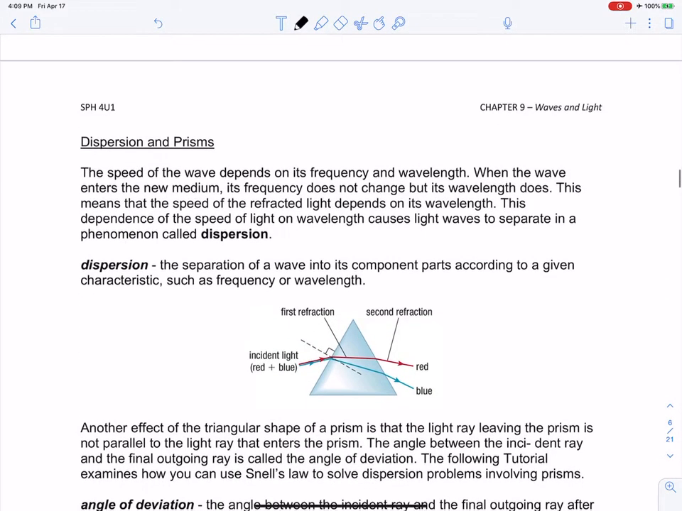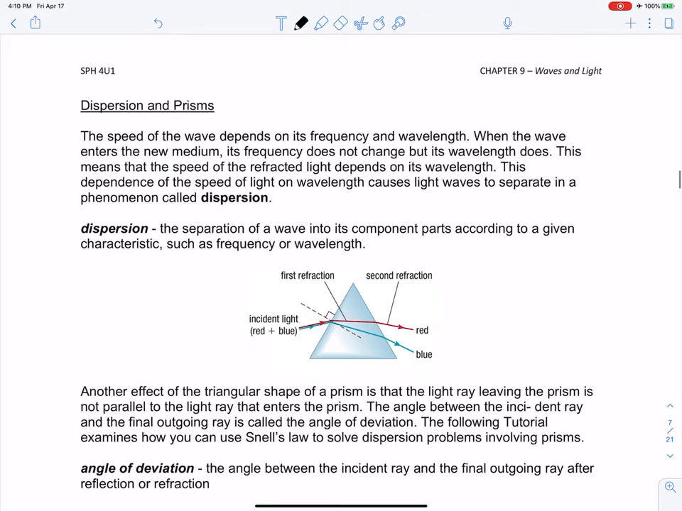Next, we'll introduce the concept of dispersion of light and prisms. The speed of the wave depends on its frequency and wavelength. When the wave enters a new medium, its frequency does not change, and we've learned this above. But what does change is its wavelength. This means that the speed of the refracted light depends on its wavelength. This dependence of the speed of light on wavelength causes light waves to separate in a phenomenon called dispersion.